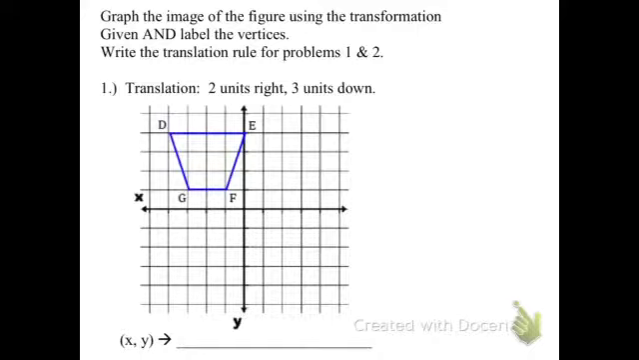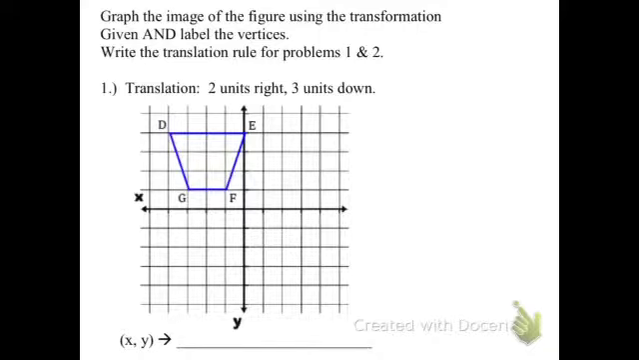And so, on all of these ones, you need to graph the figure and do the transformation on it, but on 1 and 2, you need to write the rule for the translation, for the transformation. On all of them, make sure you label the vertices.